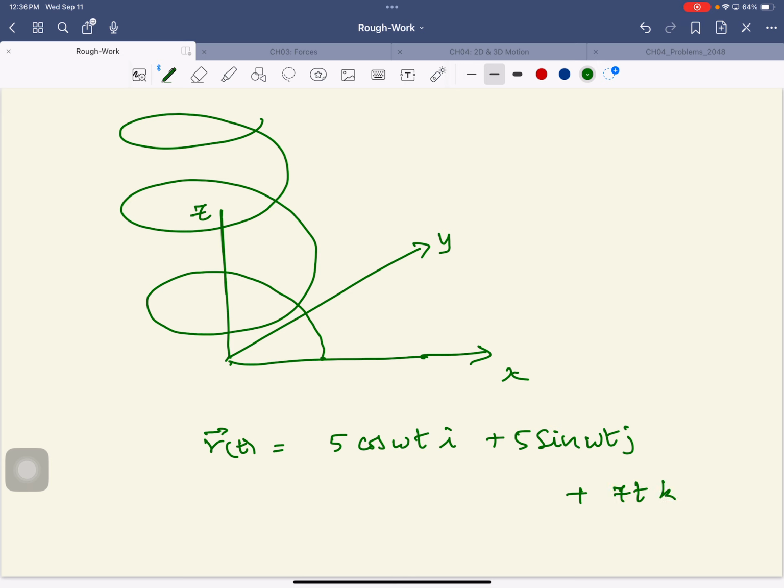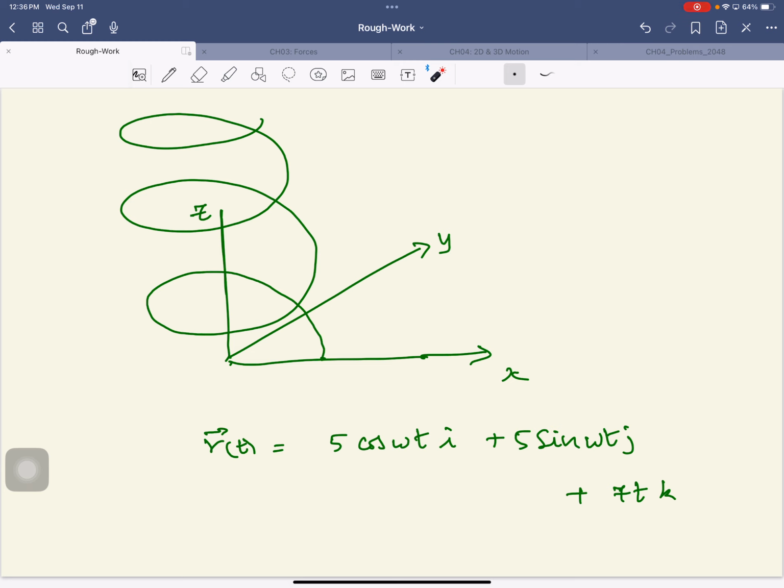So this equation describes a spiral motion. Starting on the x-axis, the radius of the circle is 5, and the velocity along the z-axis is 7 meters a second. So that's that motion. Again, you can describe any motion by giving these three functions.